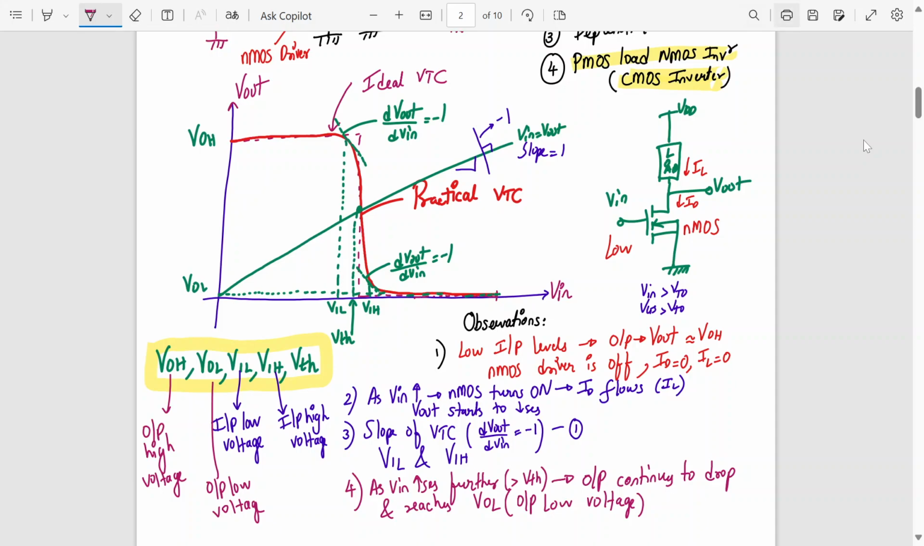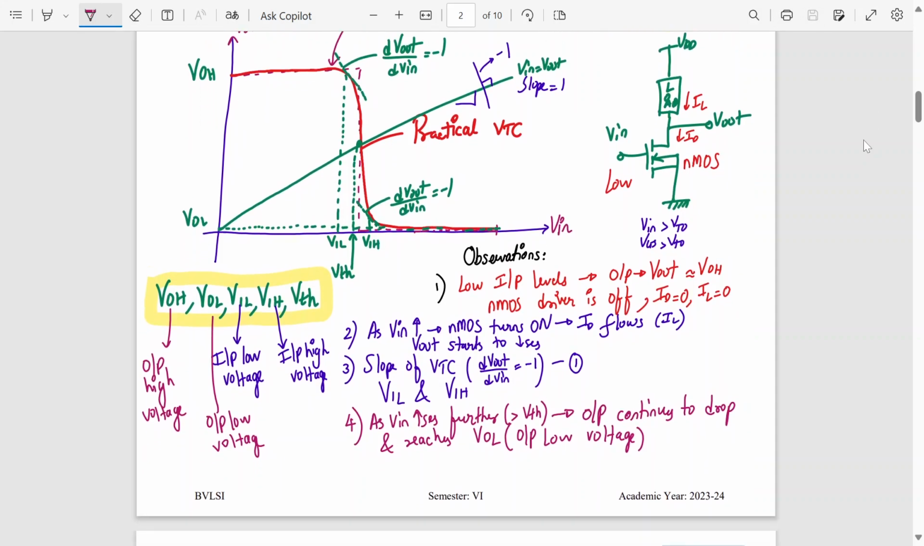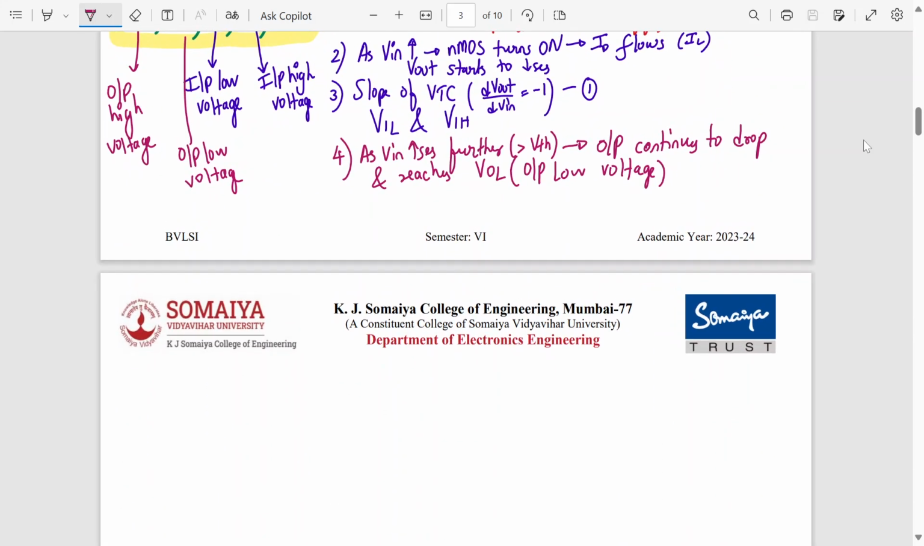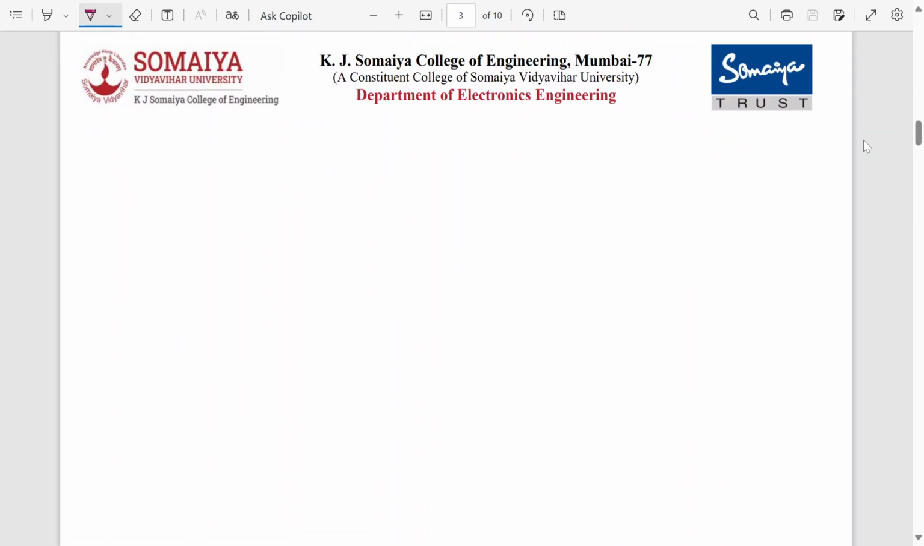Alright. Now let's define these 5 critical parameters together in statement form. So write down. Completed up till here? Observations from this practical VTC curve. Now let's write down the typical definitions of these 5 critical voltages on the VTC curve that characterize the input output behavior of the inverter circuit.